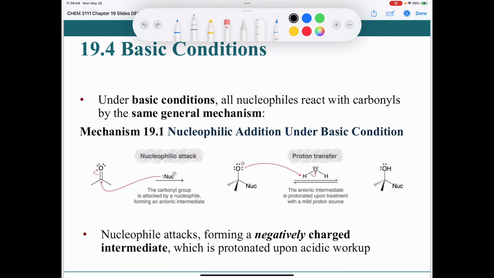And so you can see the generic mechanism for nucleophilic attack on a carbonyl under basic conditions. It's always the same thing. The first step is going to be the nucleophilic attack. So maybe I could use my highlighter for that. Nucleophilic attack, right? We form our tetrahedral intermediate. Then we do a proton transfer, and we get our alcohol in this case.